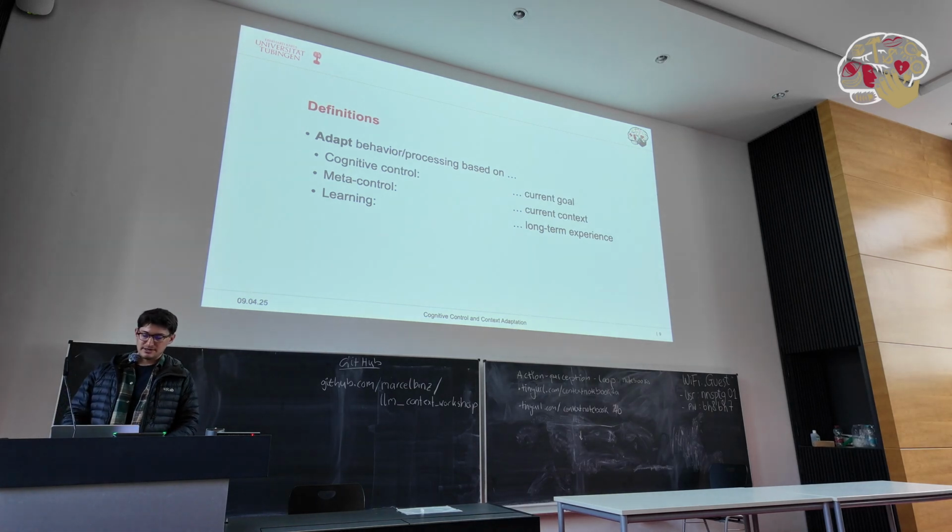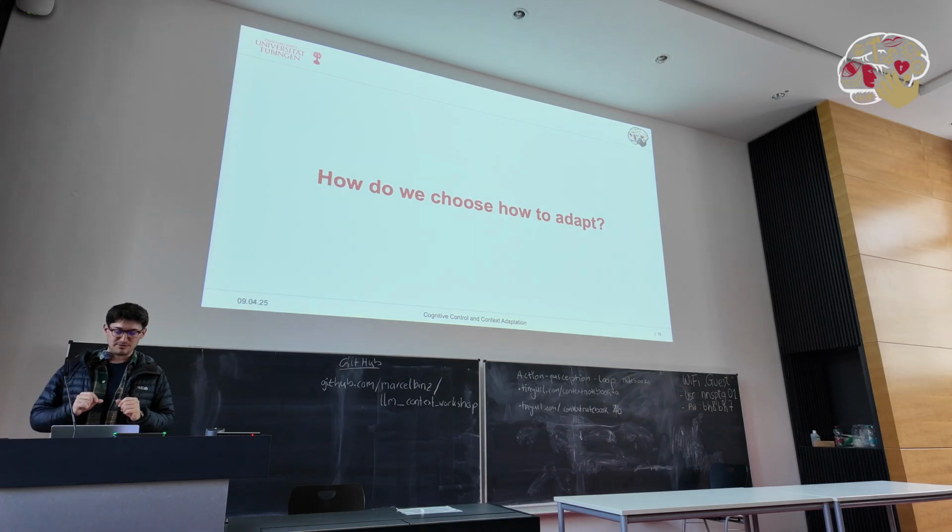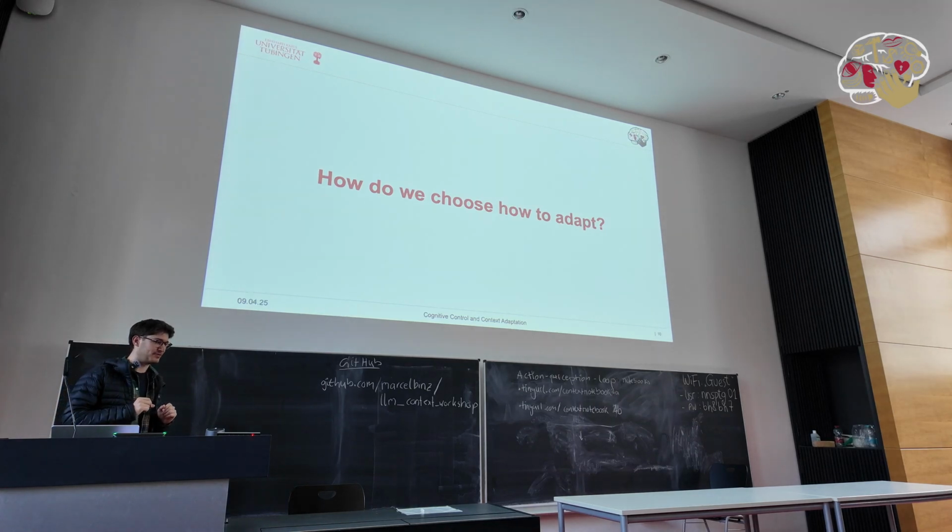And the question that I'm interested in is how do we choose among these different types of adaptation? So basically, should we learn a different stimulus response association? Should we learn whether to read the word or not, or should we adapt which context we're currently in, or should we use cognitive control to adapt to the current situation?